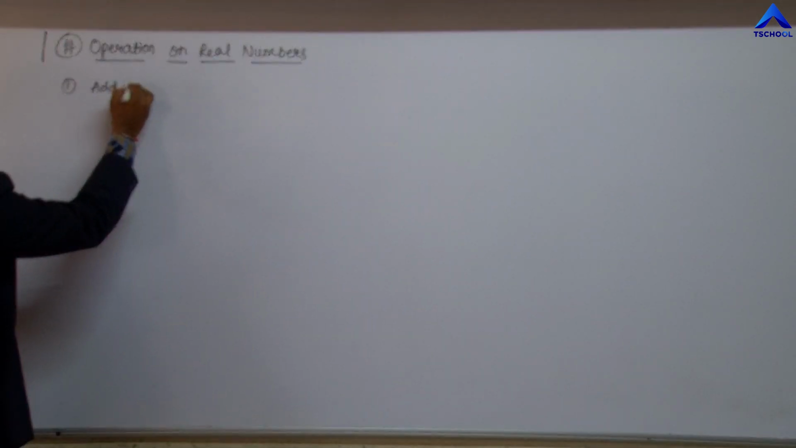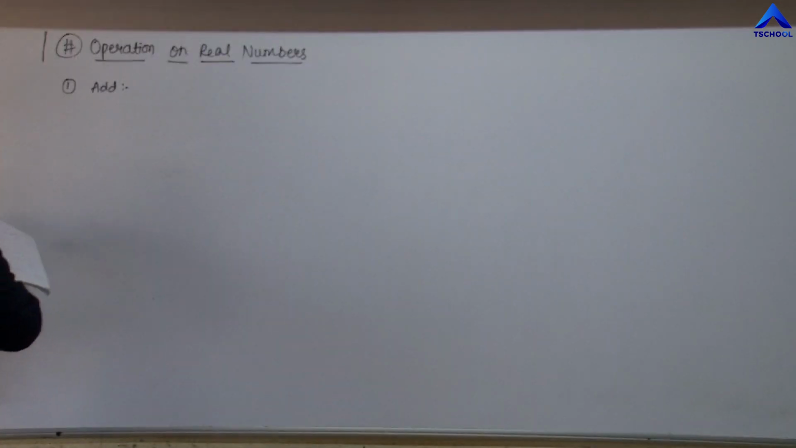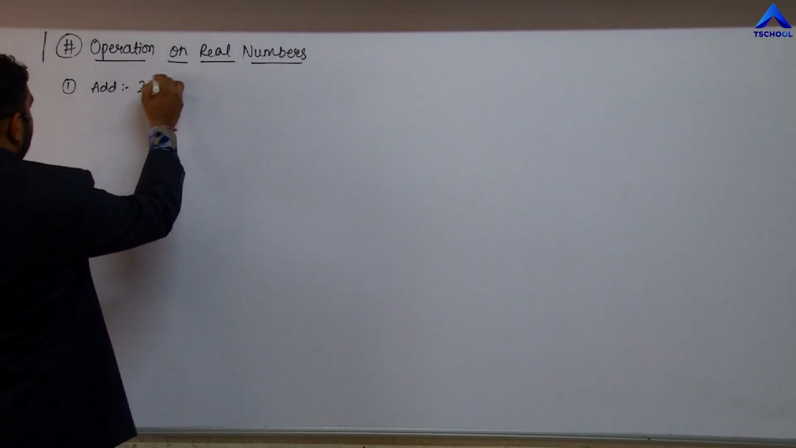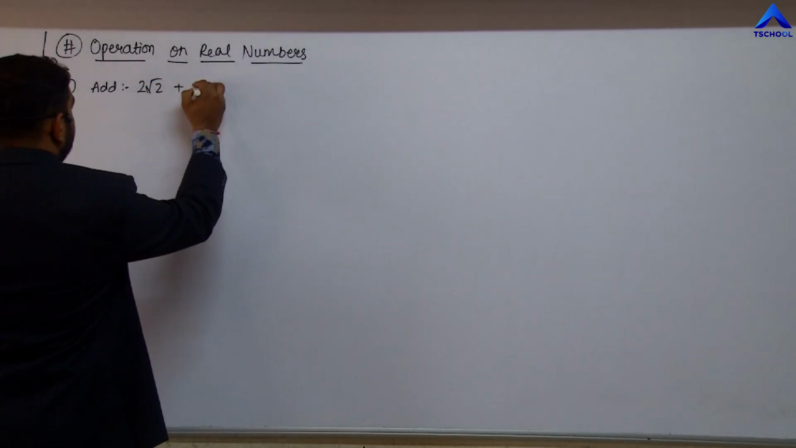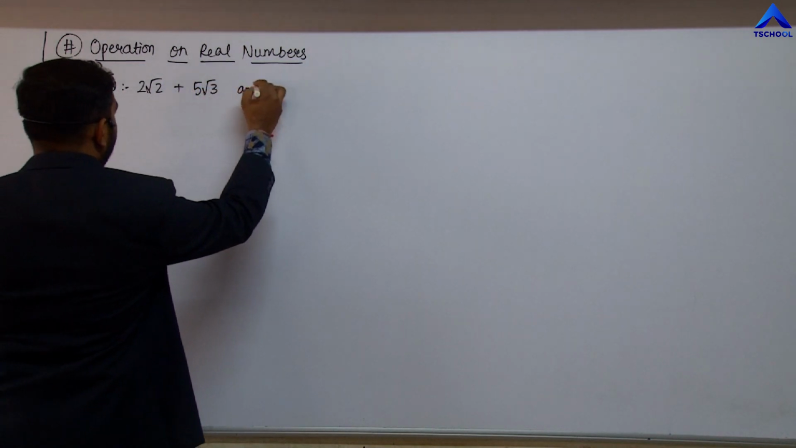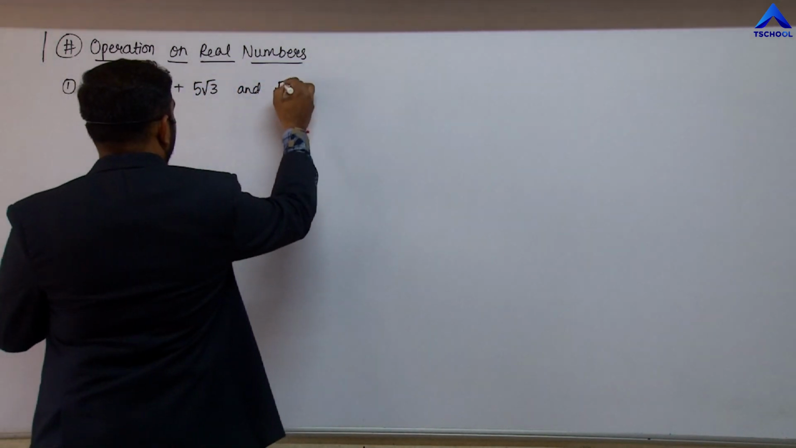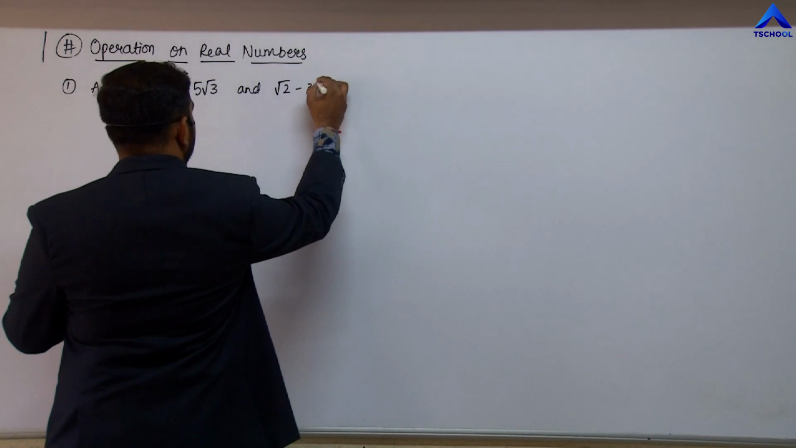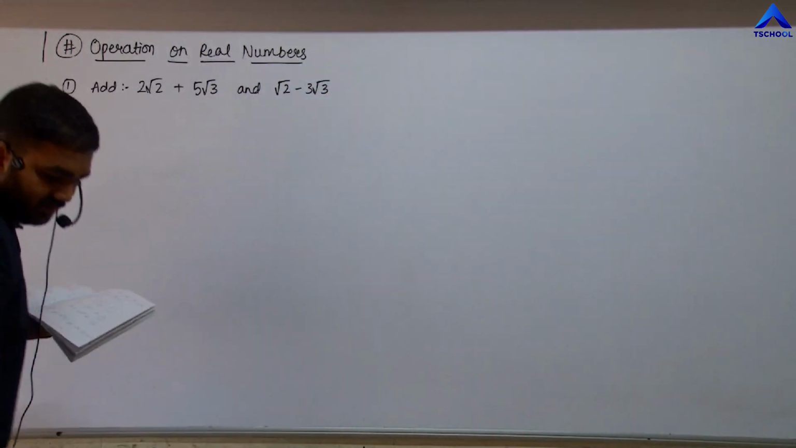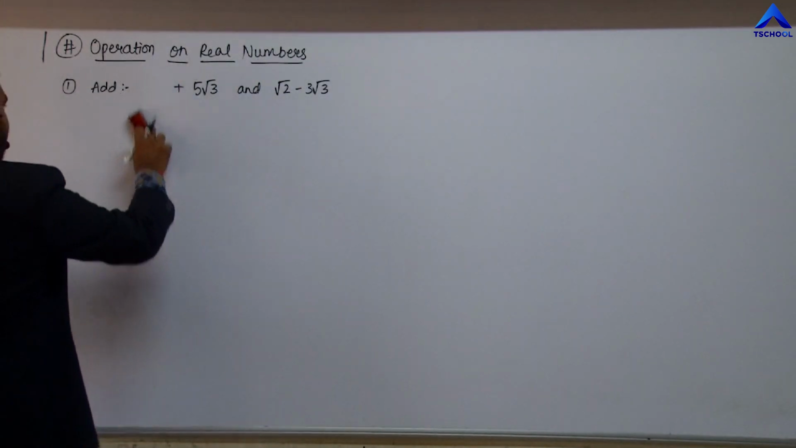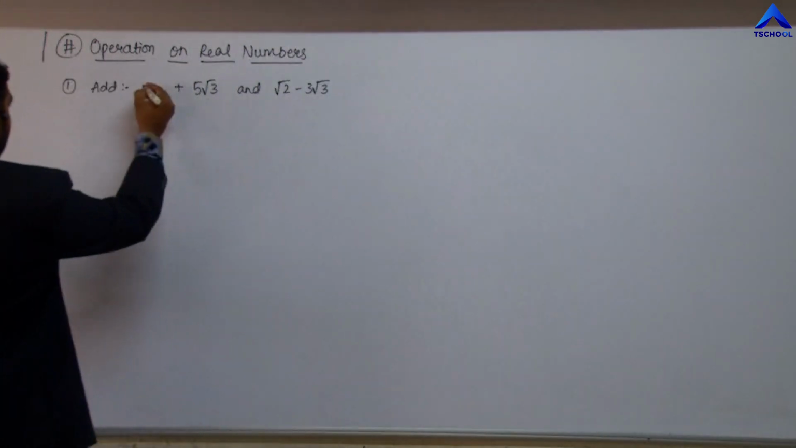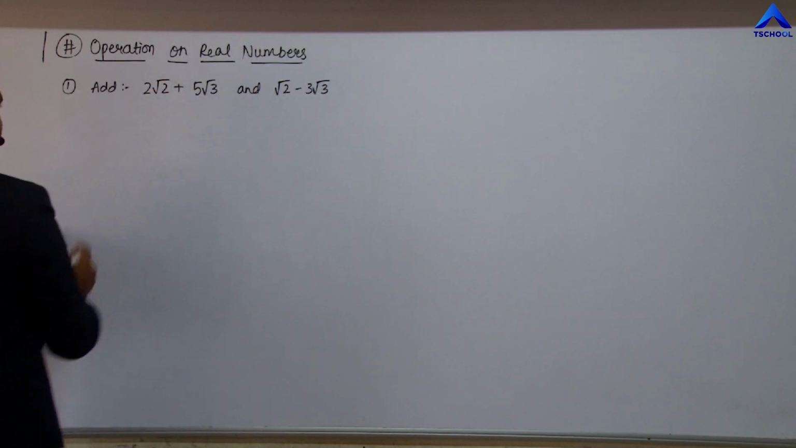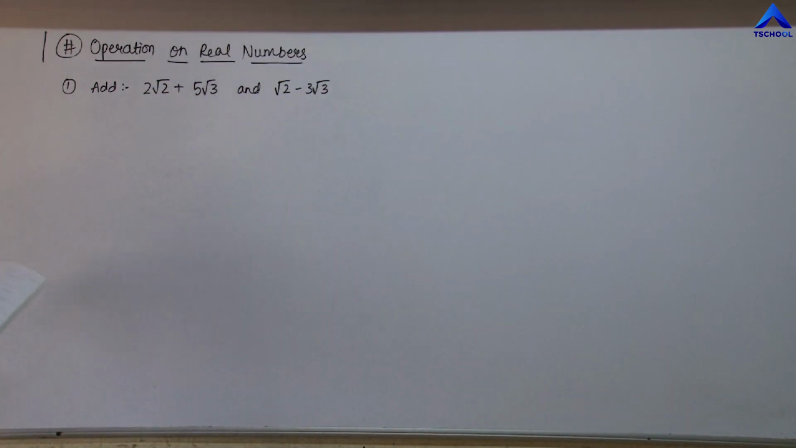I'm having two or three examples. The first one is, if I am asked to add 2 root 2 plus 5 root 3 and root 2 minus 3 root 3. What I am asked to do here is to add 2 root 2 plus 5 root 3 and root 2 minus 3 root 3.